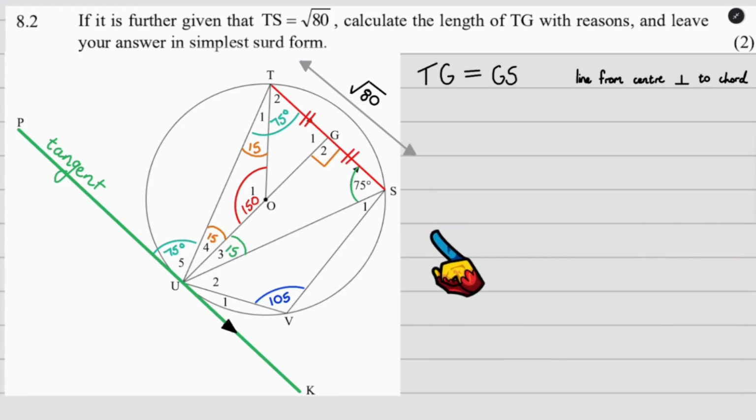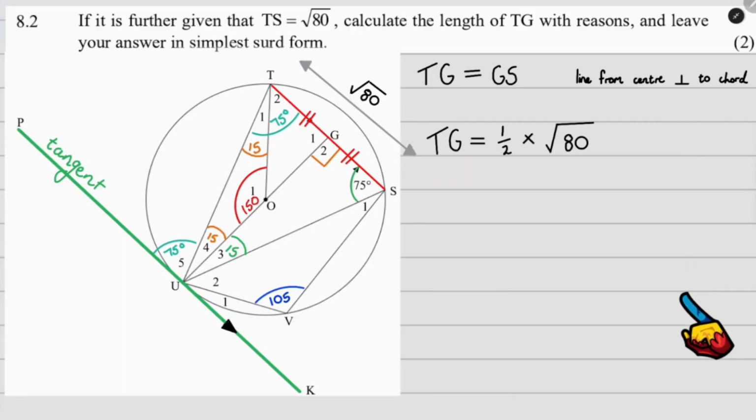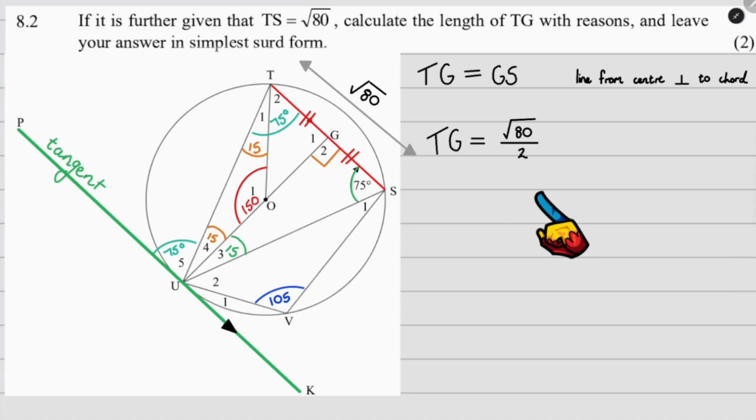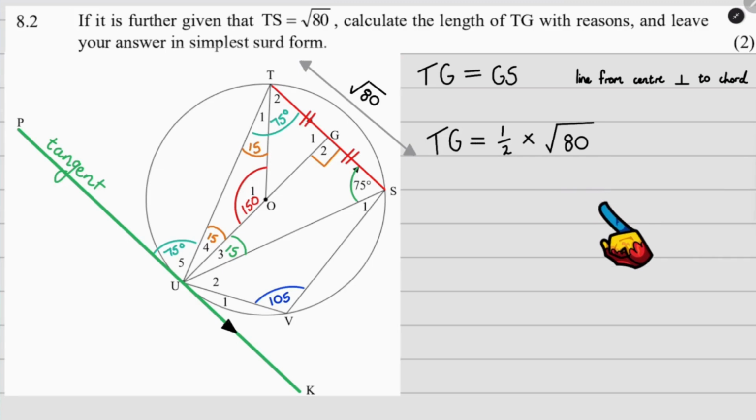So it stands to reason that TG will be half the length of this root 80. So let's write that out quickly. There's a couple of ways I can write that out. I can say half times root 80. I can also write it like this, root 80 divided by 2. A half times something or dividing it by 2 accomplishes the same thing. So I prefer the previous one, the half times. It just makes more sense to my brain.